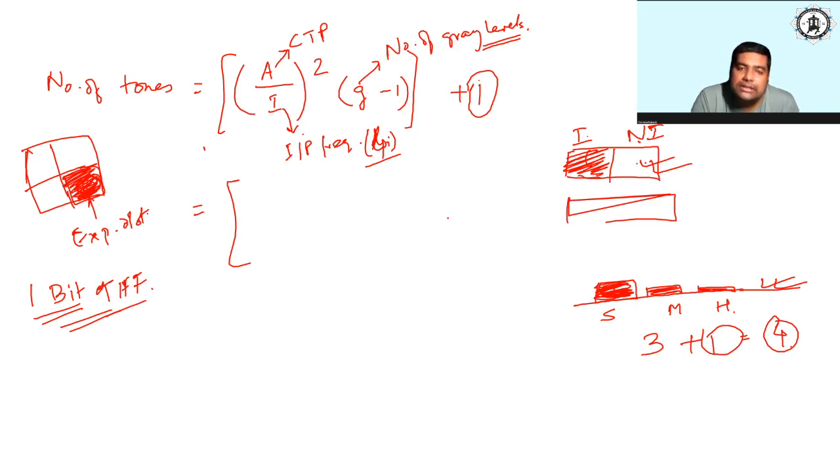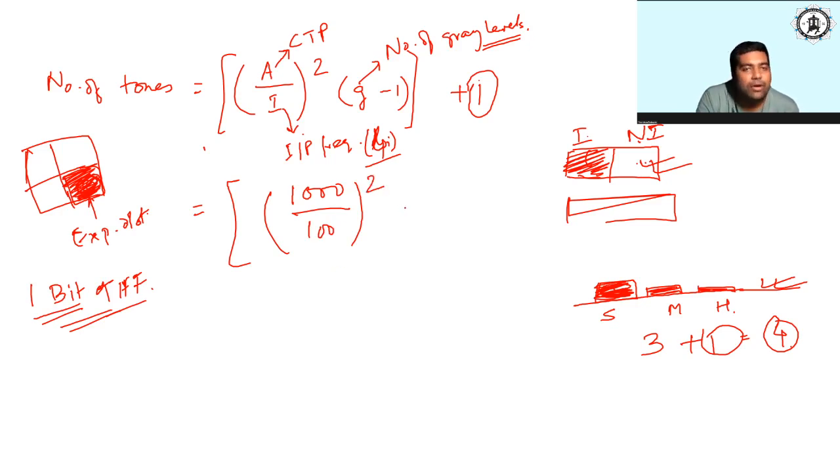So let us say that we have a CTP with an addressable or output resolution of 1000 dpi, and you are printing an image with an input resolution, I mean the halftone resolution that you have chosen for the screen, of 100 lpi. So what will be the number of tones?